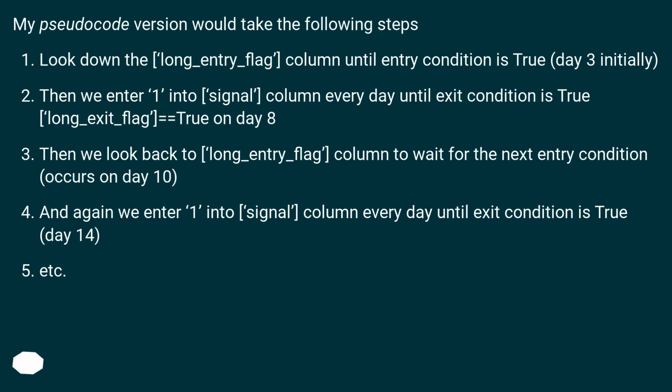Then we look back to the long_entry_flag column to wait for the next entry condition, which occurs on day 10. And again we enter 1 and 2, signal, column every day until the exit condition is true, day 14. Etc.